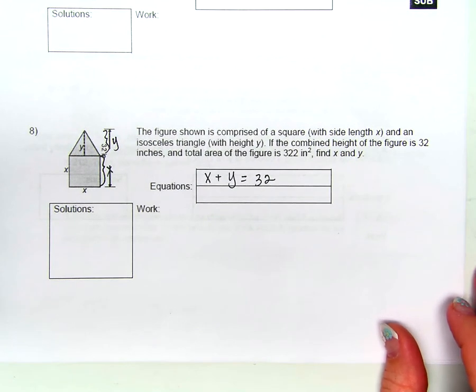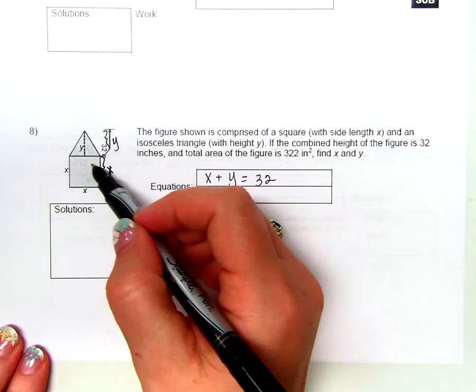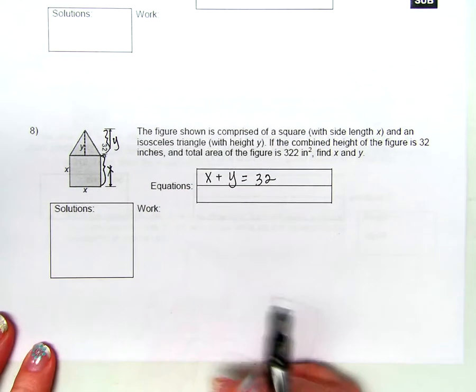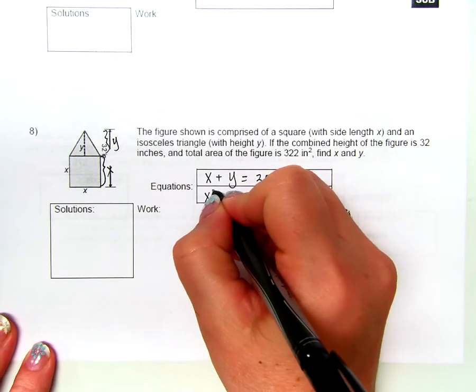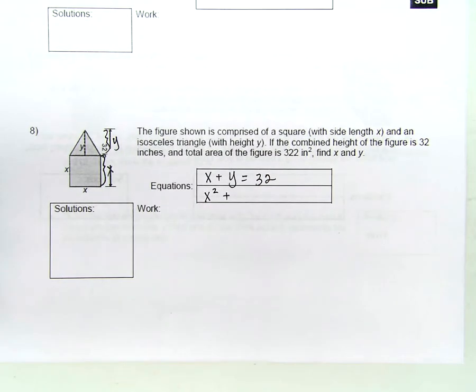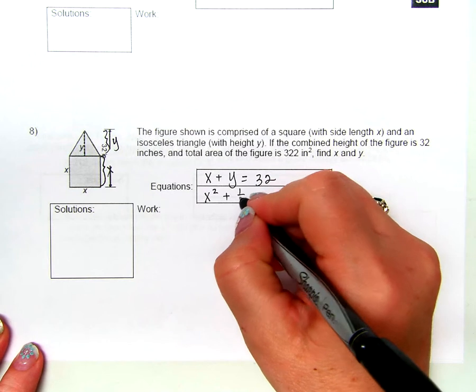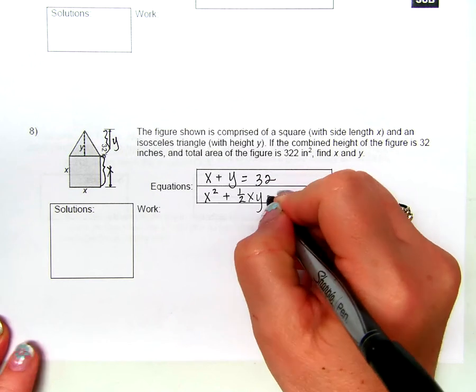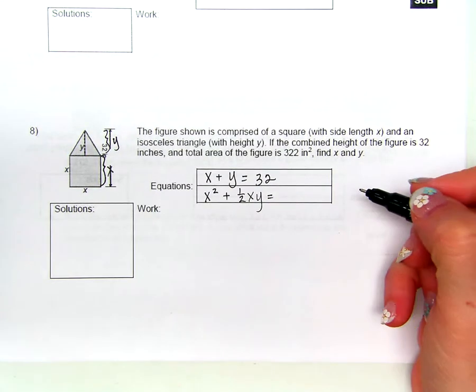It tells us the total area, right? How do we find the area of the square? X squared. And how do we find the area of the triangle? X times y divided by 2. Can we say 1/2 times x times y? Is that okay? So 1/2 x times y. And what does that equal?